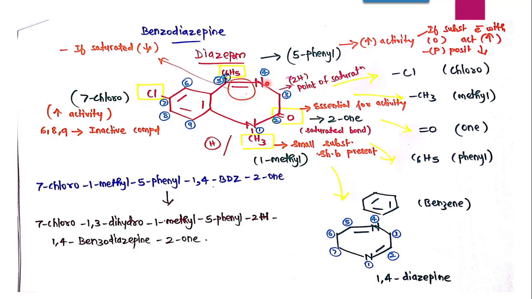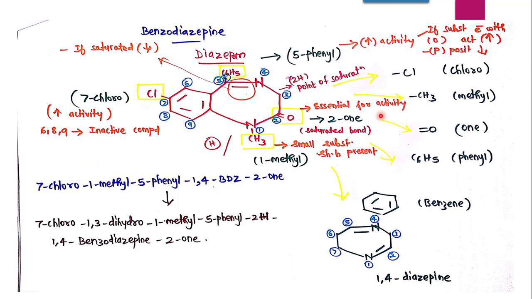Between the fourth and fifth position, unsaturation should be present. If it is saturated, then the activity will again decrease. Then these are the possible places for the substitution: 6th, 7th, 8th and 9th. Only the 7th position is substituted with an electron withdrawing group, for example chlorine, which is responsible for increasing the activity. Whereas if the substituents are present at the 6th, 8th and 9th positions, then the activity will be lost. It will result in an inactive compound.